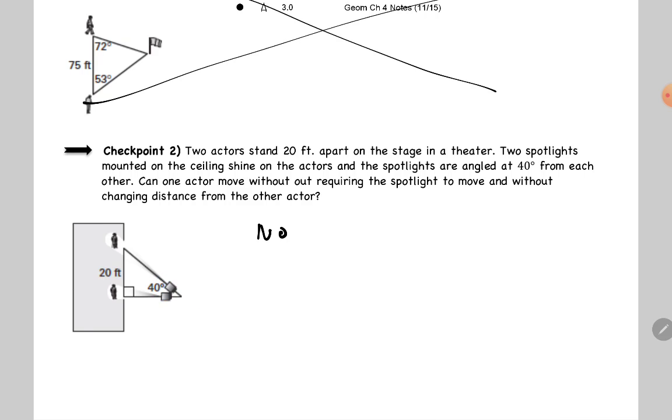If you were able to show that the triangles were congruent, using any of our angle side angle or angle angle side or any of those other congruence theorems, then you can say yes. But the new triangles that would be made, let's say he moved here, for example, this would be a different angle for sure, and the other actor has to move with the actor if they want to keep 20 feet apart. So no.